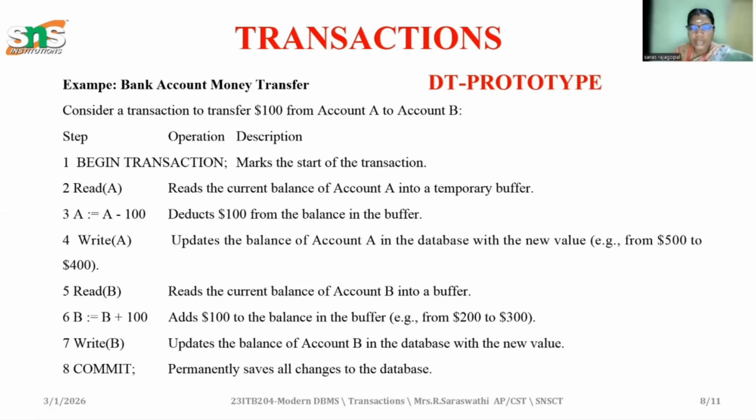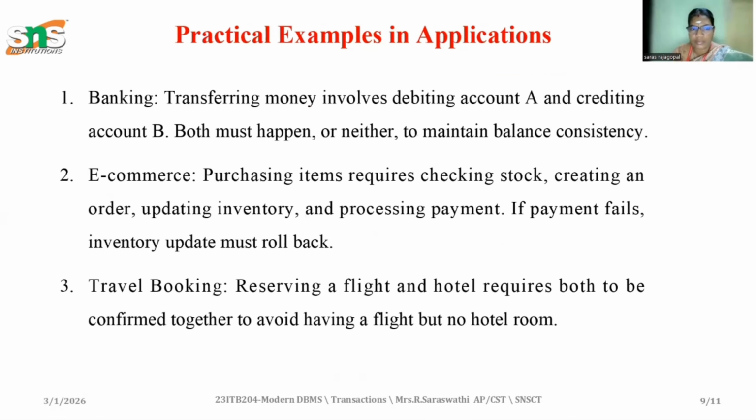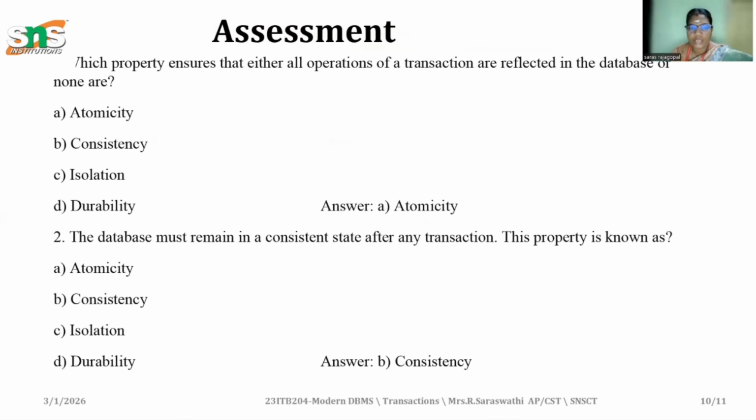Write of B. It updates the balance of account B in the database. When all the processes have executed successfully, the commit operation is invoked. If the transaction fails, it goes to the failed state. Practical examples of applications: banking systems, e-commerce applications, and travel booking. If you are reserving a flight and hotel, all are confirmed together to avoid having a flight but no hotel room.